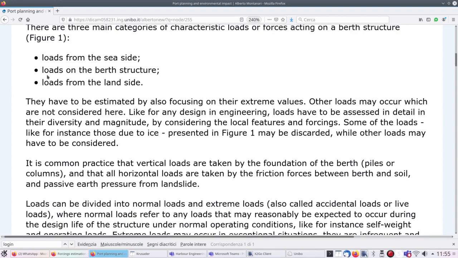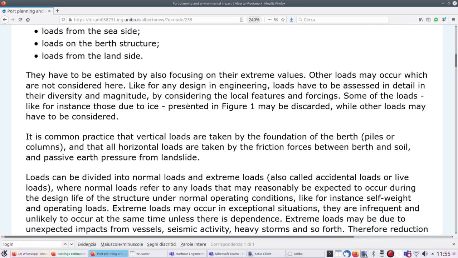First, what are the loads on the berth structures? And first, let me make a premise. Loads can be divided into normal loads and extreme, accidental, or live loads, which may be used as synonyms. Normal loads refer to any load that may reasonably be expected to occur during the design life of the structure. For instance, the self weight is a normal load.